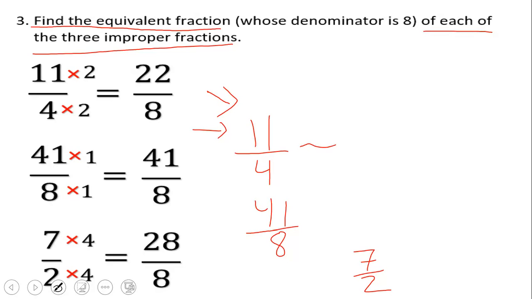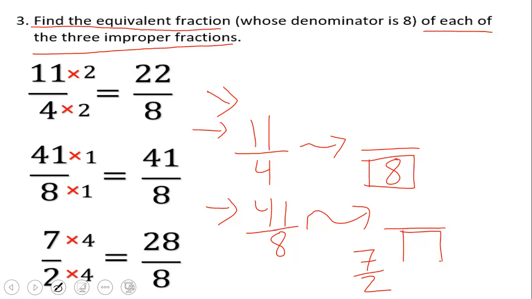But there's a criterion for the equivalent fraction that you're going to find. This equivalent fraction must have a denominator of 8. That's the restriction. The same thing applies for this particular one. The instruction is saying, find an equivalent fraction for 41 over 8, but its denominator must be 8. And the same thing for 7 over 2. Find an equivalent fraction for 7 over 2 whose denominator is 8.